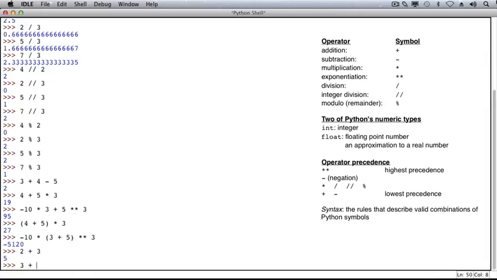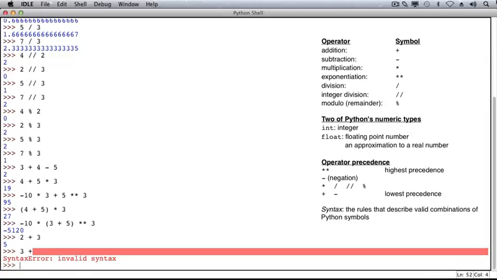So when I ask Python to evaluate this expression, we get an error. This is our first syntax error, and we'll see many more throughout the course. So Python does not understand what to do with that combination of symbols, and it can't give us back a result, so instead it gives us an error.